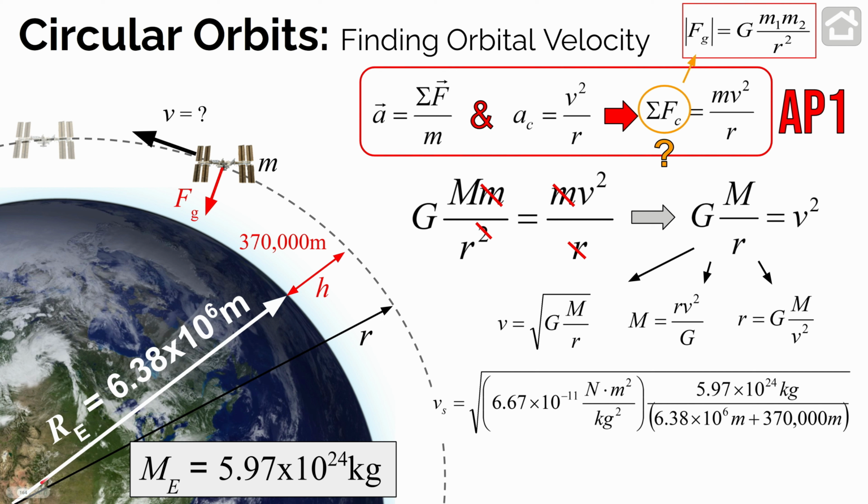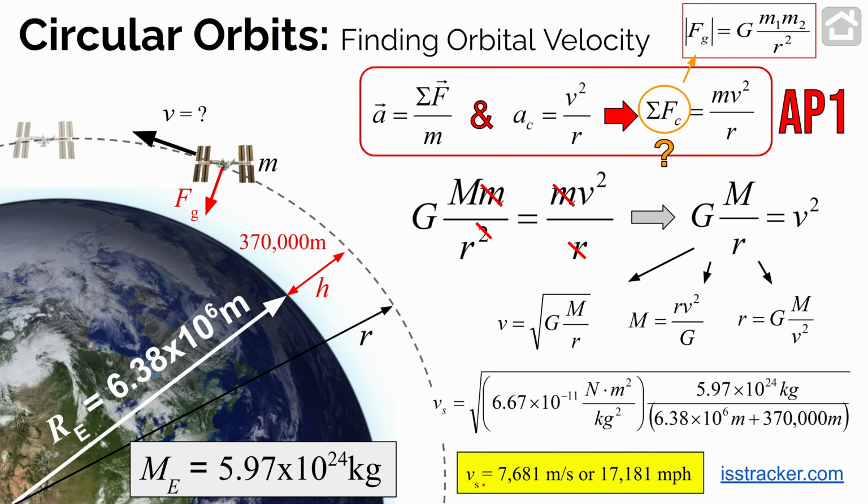That's the Earth's radius, 6.38 times 10 to the 6th, plus the added 370,000 meters. So all of this right here is little r, the total orbital radius. We find out that the International Space Station needs to be moving at about 7,681 meters per second. That's really fast to maintain a circular orbit around the Earth when it's about 370,000 meters above the Earth's surface. If you convert that into miles per hour, that's about 17,181 miles an hour, which is incredibly fast.